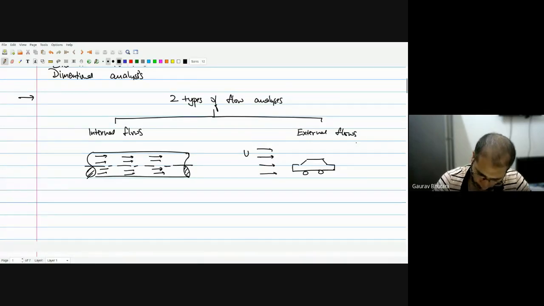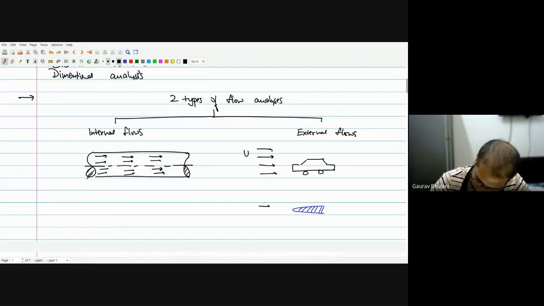So let's talk a bit more about these internal and external flows. Let's start with external flows. In the case of external flow, let's take a situation. Well, it can be this car. So let's say the front side of the car is a solid object which is very streamlined, and the flow is happening across it.